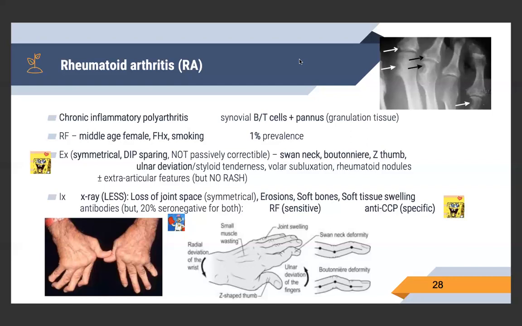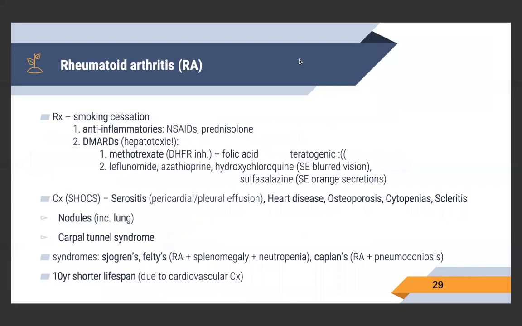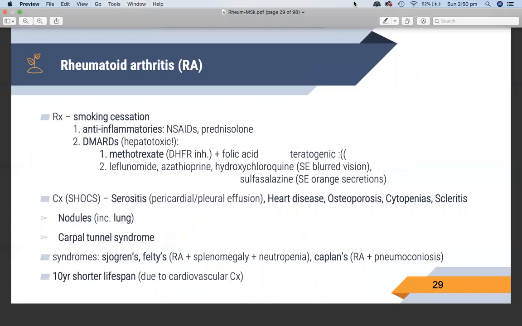It's a dihydrofolate reductase inhibitor. We give it with folic acid as well because we don't want people getting folate deficient and we don't want macrocytic anemias. We're not about that. It's also teratogenic, so we don't want people getting pregnant on this because it'll cause neural tube defects. So that's important to know.